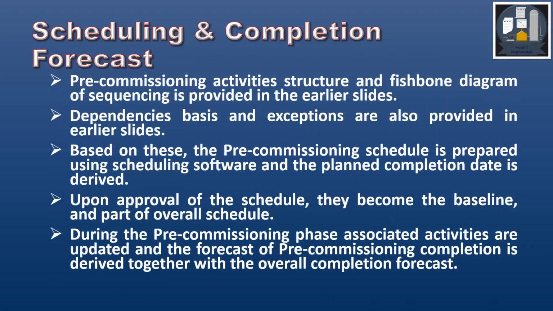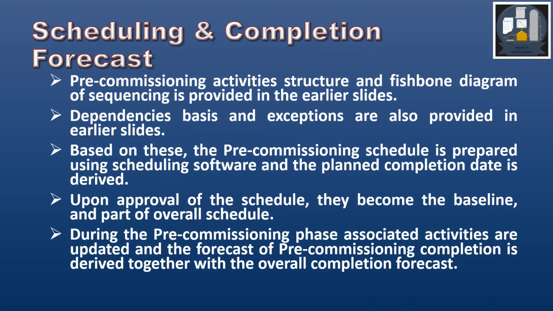Scheduling and completion forecast. Pre-commissioning activity structure and fishbone diagram of sequences were provided in the earlier slides. Dependencies, basis, and exceptions are also provided in earlier slides. Based on this, the pre-commissioning schedule is prepared using scheduling software. Any scheduling software, and we have different scheduling software, and it depends. The planned completion date is derived once we list down all activities, give the relationship, logic, and duration, all those things. And when we update, it gives the completion date of the pre-commissioning activities.